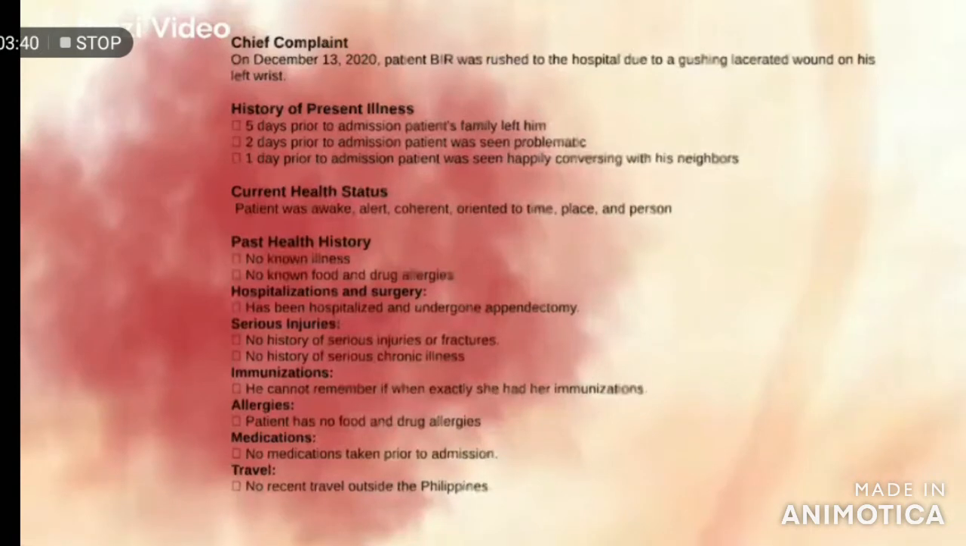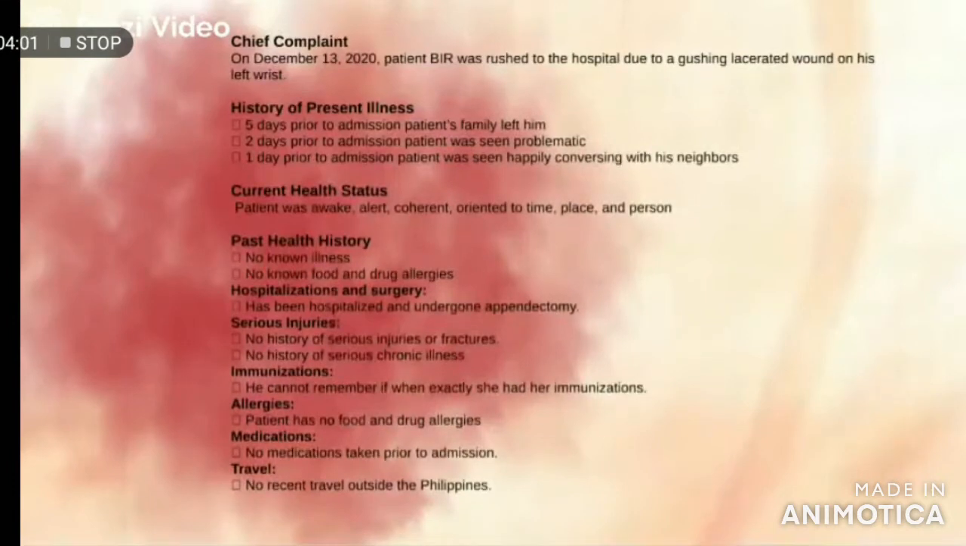Current health status: patient health history: no known illness, no known food and drug allergies. Hospitalizations and surgery: has been hospitalized and undergone appendectomy. Serious illnesses: no history of serious injuries or fractures, no history of serious chronic illness. Immunizations: he cannot remember exactly when he had an immunization. Allergies: patient has no food and drug allergies. Medications: no medications taken prior to admission. Travel: no recent travel outside of the Philippines.